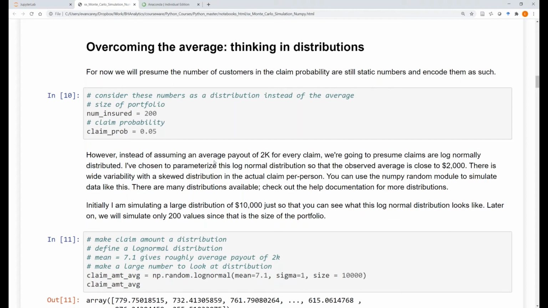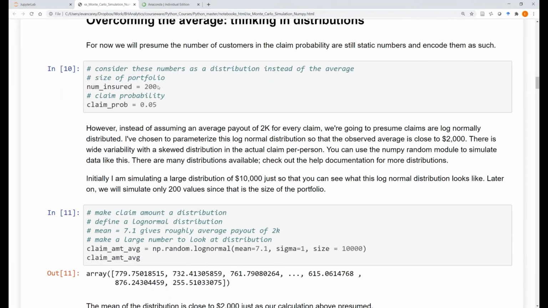So our first step is to think about what numbers are parameters and what numbers should actually follow distributions. If we look at this, and I'm going to keep this pretty straightforward, we could think about the number of people insured as 200. We're not going to let that vary. The number of people insured is just going to be 200.